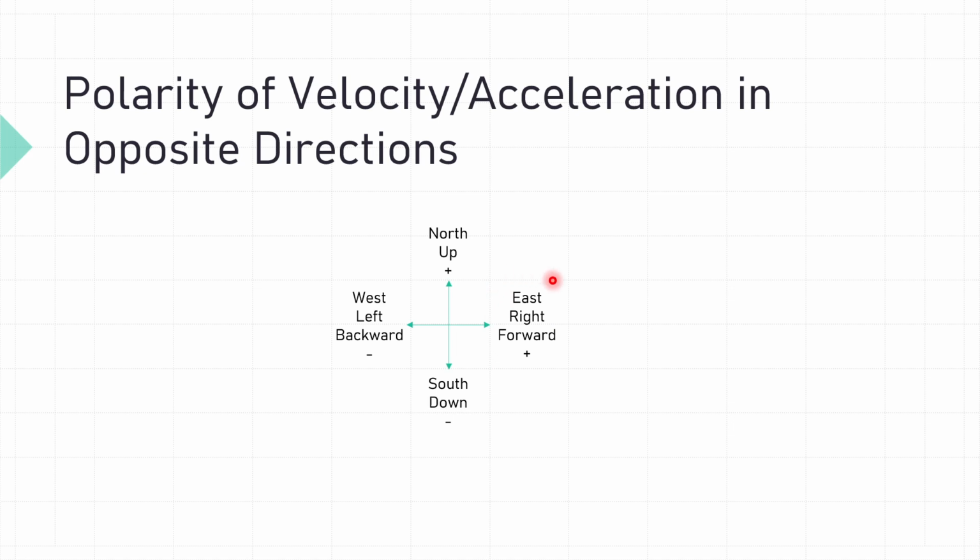Anything that we see as written as east, right, or forward is given a positive velocity or acceleration. Anything that is considered west, left, or backward is generally considered a negative velocity or acceleration. This is a general convention that is pretty widely accepted for physics calculations.